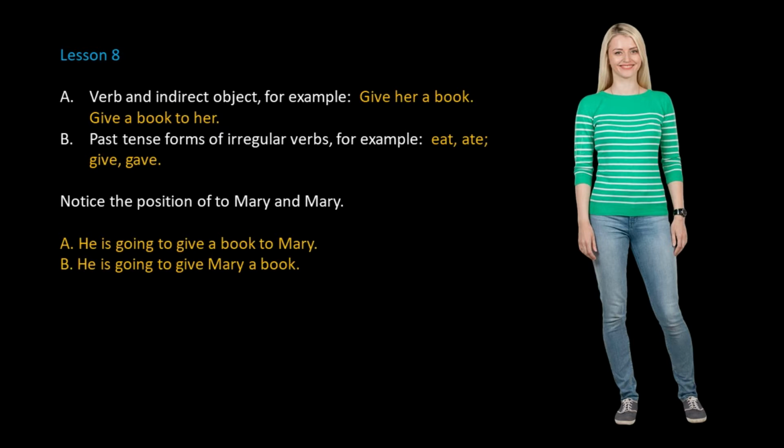In this video, we will learn about A. Verb and indirect object, for example, give her a book; give a book to her. B. Past tense forms of irregular verbs, for example, eat, ate, give, and gave. Notice the position of to Mary and Mary in sentence A and B.